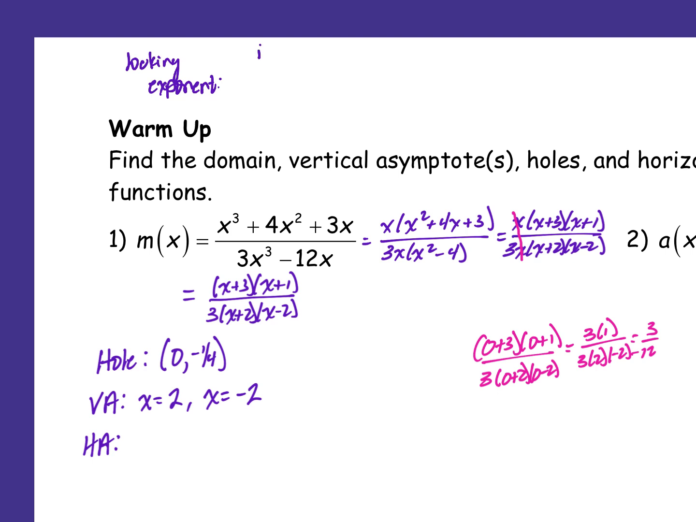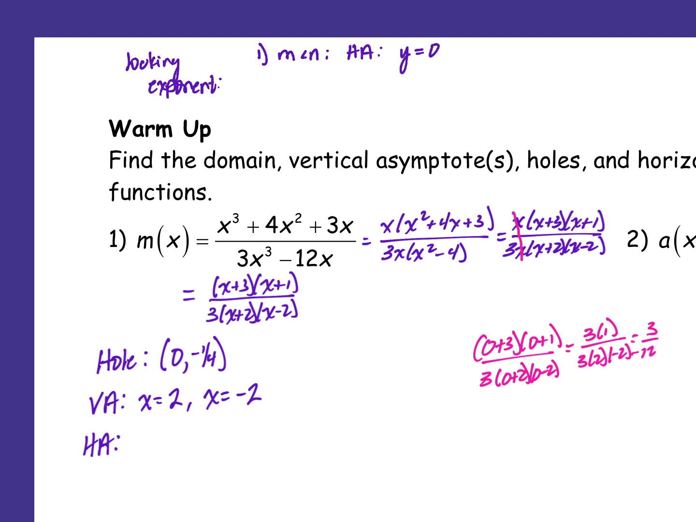So the first situation says if the top, m, is less than n, so the top is smaller than the bottom. So my top exponent is smaller than my bottom exponent, like x squared divided by x cubed. Then my horizontal asymptote would be y equals 0. Done. It's just y equals 0.